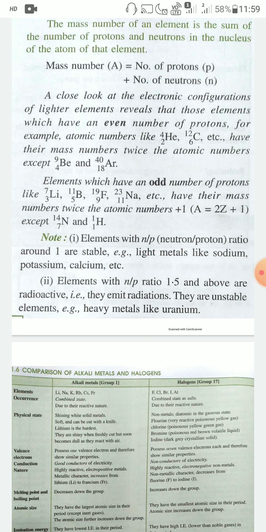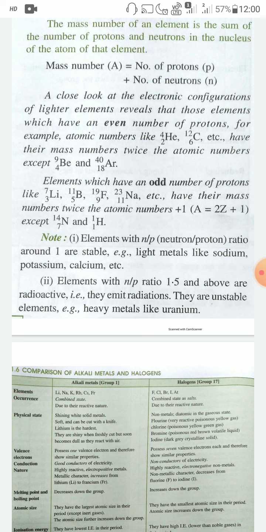For example, 7N14. In case of nitrogen, atomic number 7, mass number is just twice of 7, 14. But according to this rule, mass number should be 15. That's why nitrogen is not following. This rule is not valid for nitrogen and hydrogen 1H1.